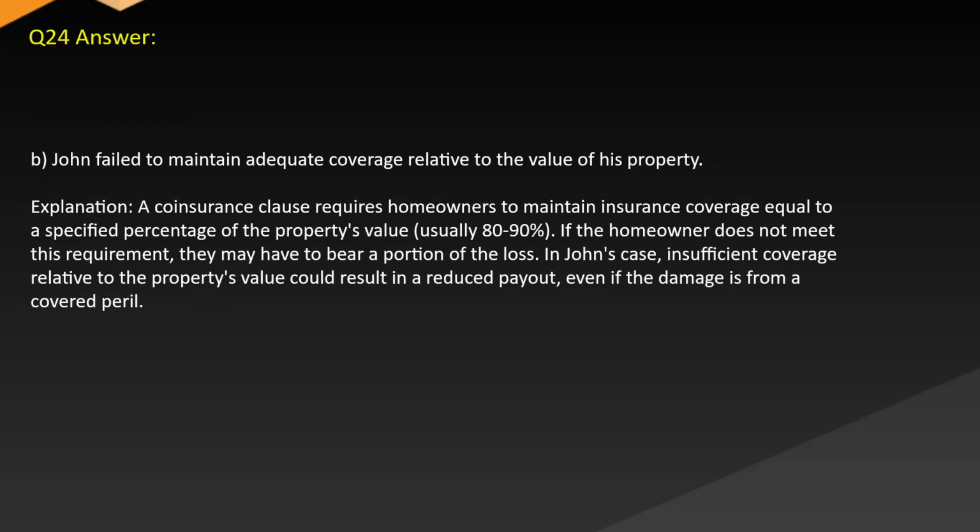Answer: B. John failed to maintain adequate coverage relative to the value of his property. Explanation: a coinsurance clause requires homeowners to maintain insurance coverage equal to a specified percentage of the property's value, usually 80-90%. If the homeowner does not meet this requirement, they may have to bear a portion of the loss. In John's case, insufficient coverage relative to the property's value could result in a reduced payout, even if the damage is from a covered peril.